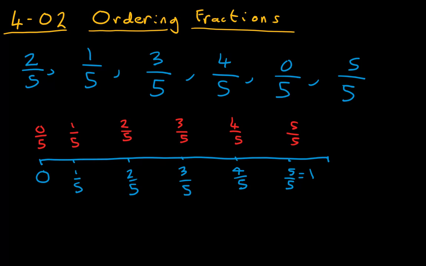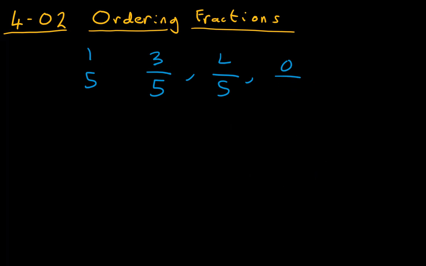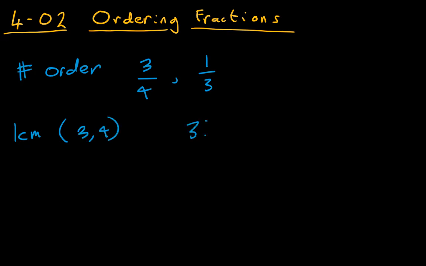Okay, so let's have a look at an example where we do not have the same denominators. Let's order 3/4 and 1/3. So we ask, what is the lowest common multiple of 3 and 4? So let's look at the multiples of 3: 3, 6, 9, 12. Let's have a look at the multiples of 4: 4, 8, 12. They're the same at 12.